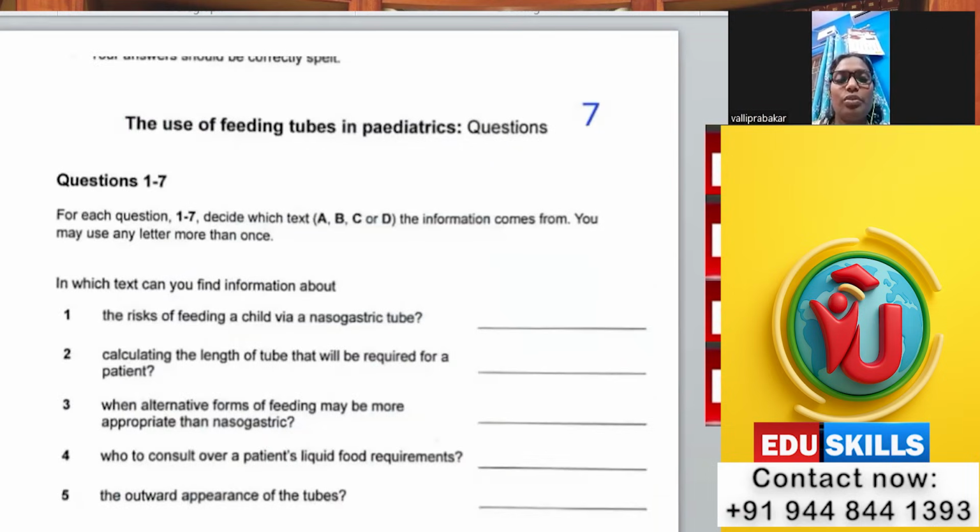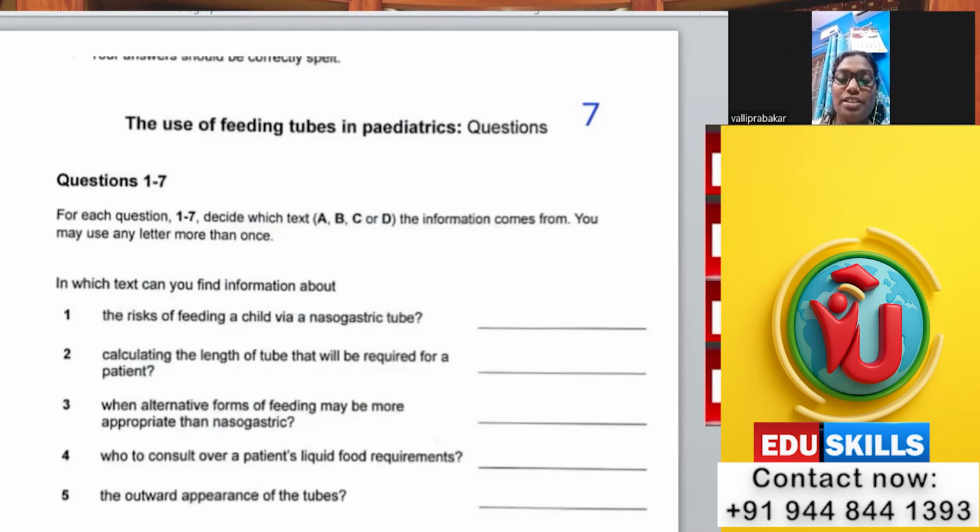Here, for each of questions 1 to 7, decide which text the information comes from. You may use any letter more than once. So we have to identify the text: the question is from which text. So this is very helpful.